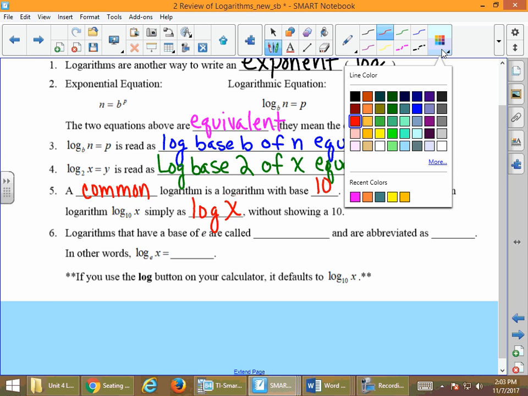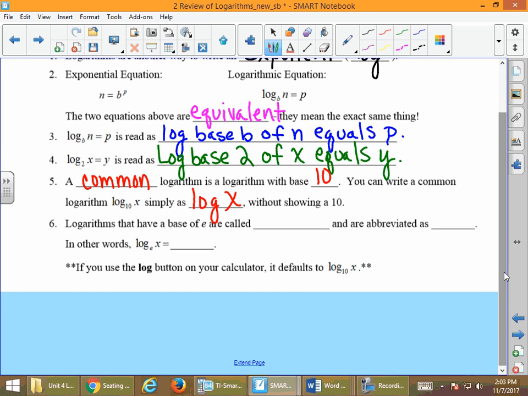The other type of logarithm has a base of e, and it's called a natural logarithm. It's abbreviated as ln. In other words, log base e of x equals the natural log of x.